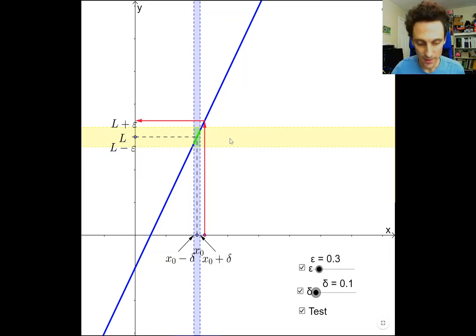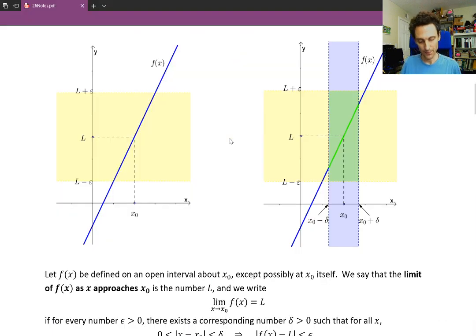So if we switch over to the notes, we can see the picture of the epsilon challenge on the left and the delta response on the right. Again, this green area is just all the function values, the y values of the function falling inside of that epsilon tube. In other words, all those y values are epsilon close to L.